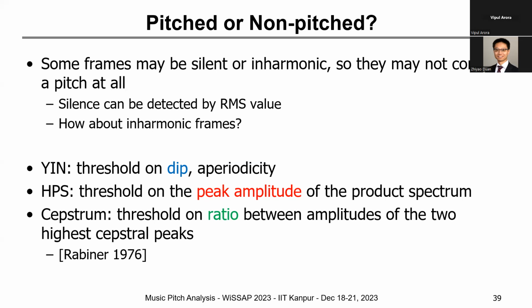For YIN, they set a threshold on the dip of that difference function. It's called aperiodicity. For HPS, they set a threshold on the peak amplitude of the product spectrum. And for cepstrum, they set a threshold on the ratio between the amplitudes of the two highest cepstrum peaks. And how to decide these thresholds? Well, it's still empirical, right? They hold out some validation set and try different thresholds and see which one performs the best. That's how they pick it.